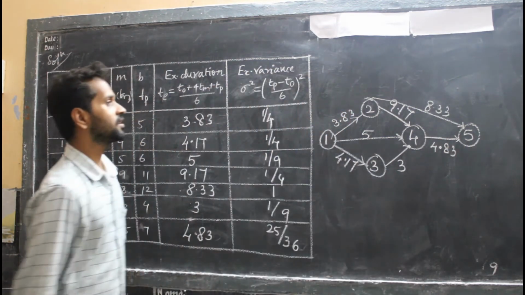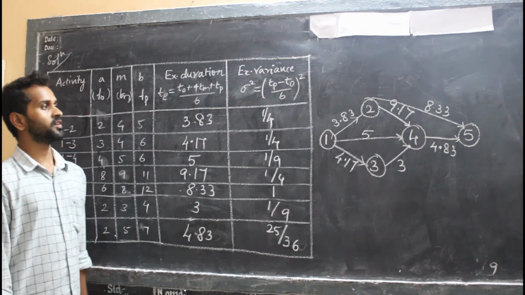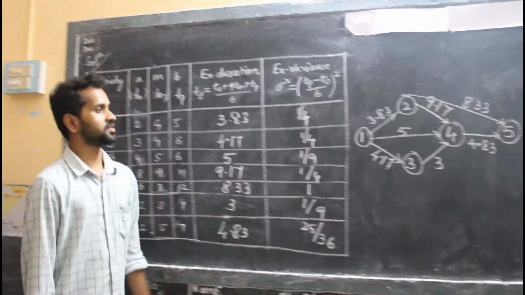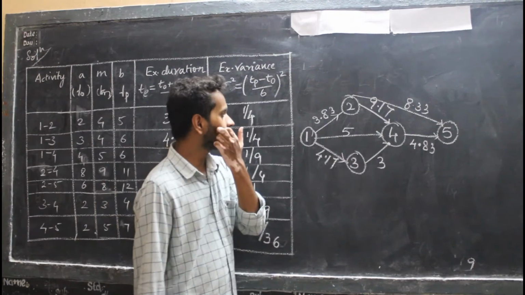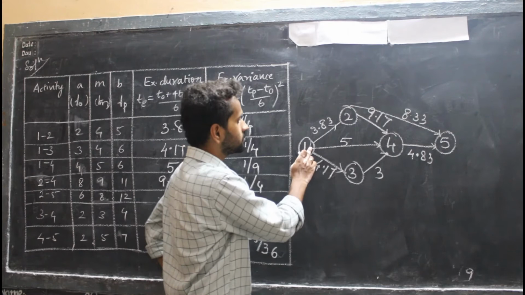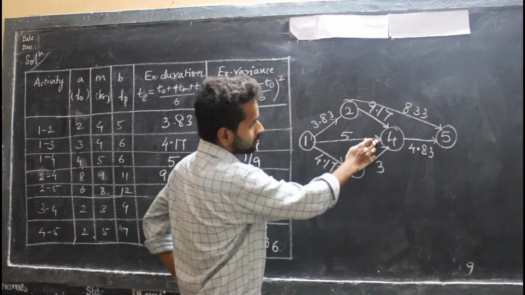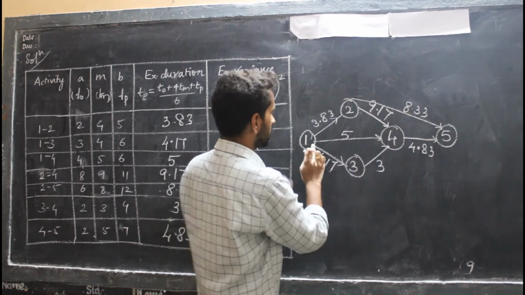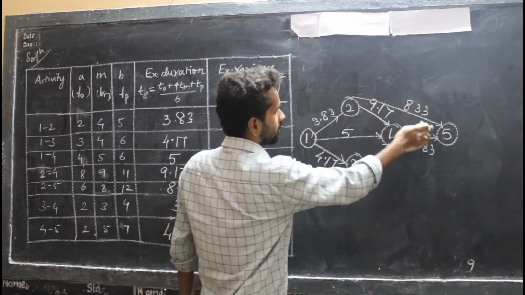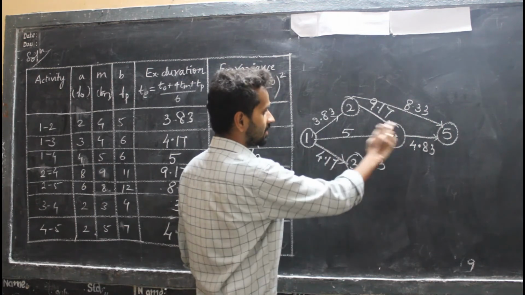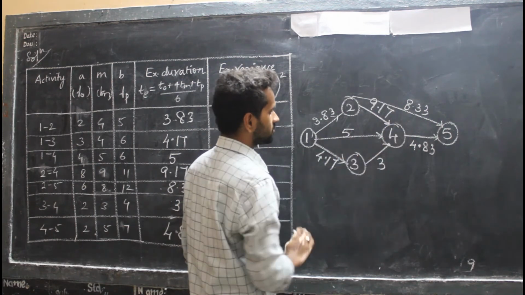Is it clear? So this is the required network diagram we have drawn for the given activities and the time durations. Now we will find the critical path. We will go from 1 to 2, 2 to 4, 4 to 5 one way, or else 1 to 2, 2 to 5 another way. 3.83 plus 8.83, again I need to add all the time durations.